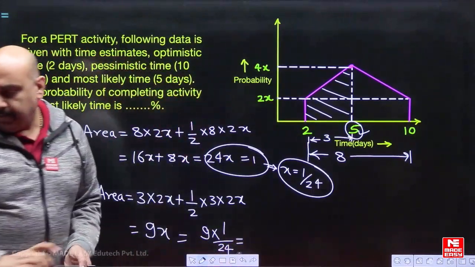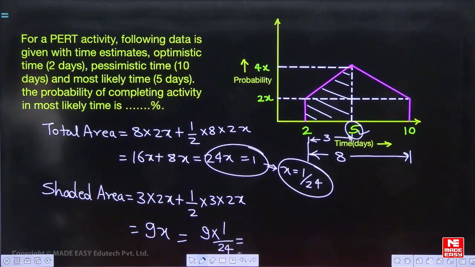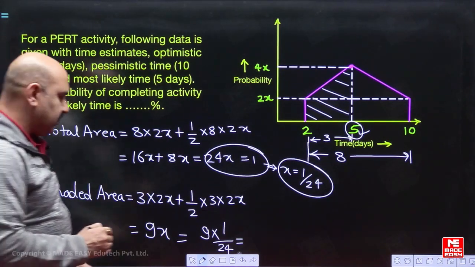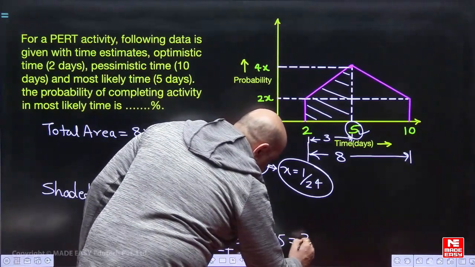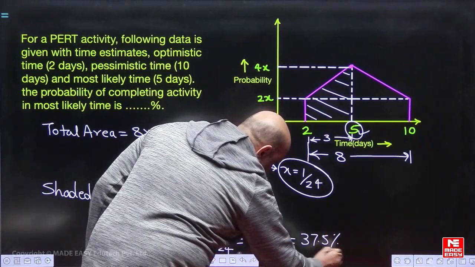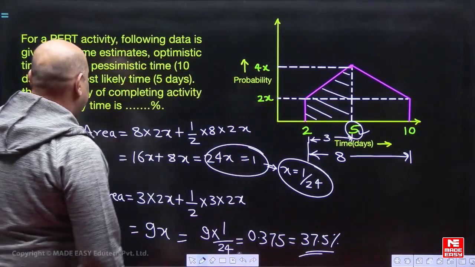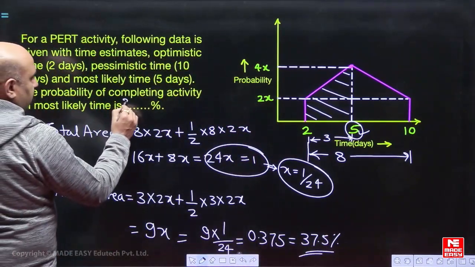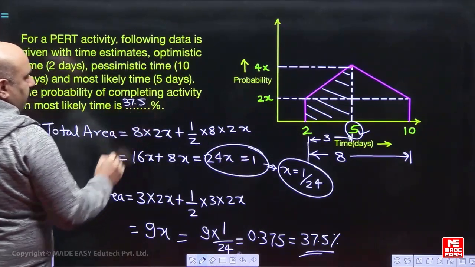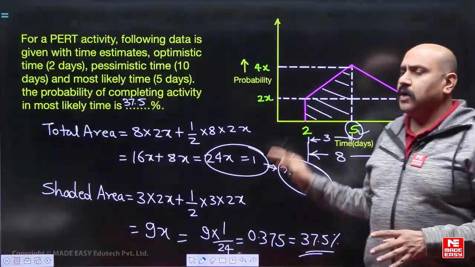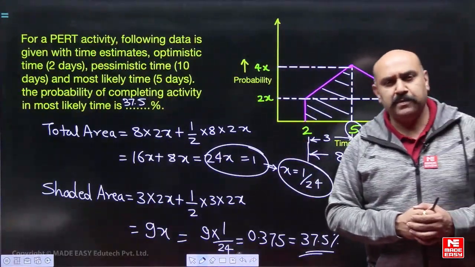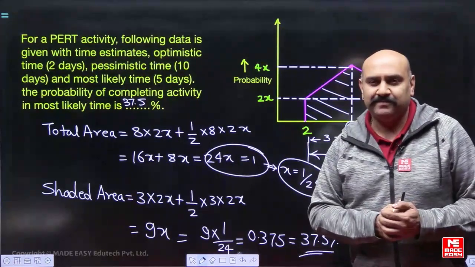On calculating, that gives the probability: 9 divided by 24 is 0.375. So our answer will be 37.5%. That will be the probability of completing the activity by the most likely time. So do remember the concept: probability cannot be more than 1, the total area will be 1, and based upon that we computed this area.